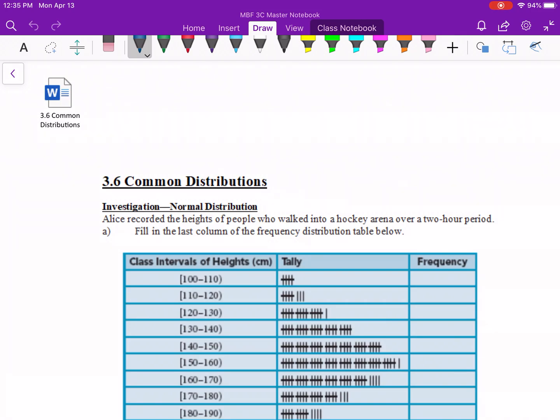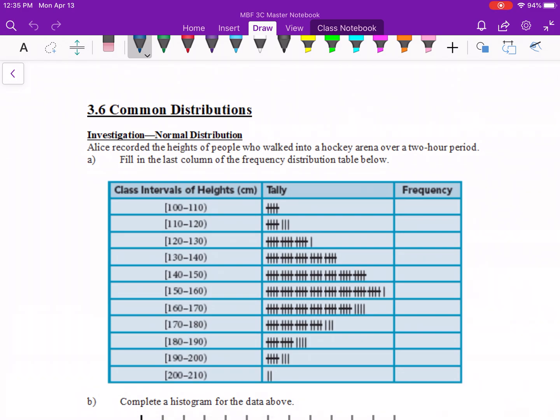This lesson is about how distributions of data commonly look. This is still the unit on statistics, and we just want to see how distributions tend to be described in certain ways. There are commonalities that we can find for them. All right, so we're going to look at some specific ones.